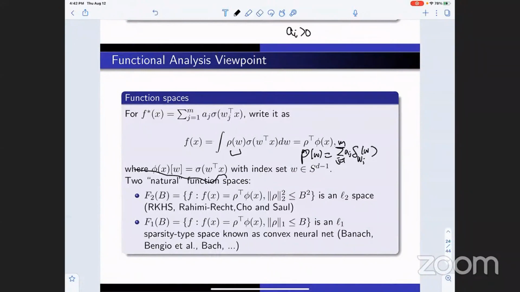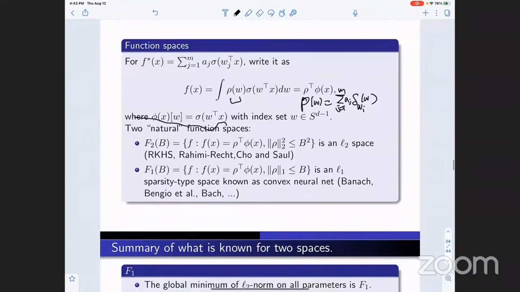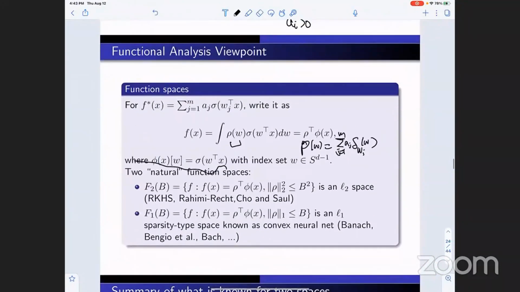The first one I will call F2 of B. It's a Hilbert space. It's in fact an RKHS. And it's also an NTK. It's the NTK with respect to the last layer parameters, the A's. I don't know who first discovered this, but it's at least as old as Radford Neal, Rahimi and Recht, Cho and Saul, studied for at least 20 years now. So it's well known that you can have these kernels that are loosely induced or motivated by neural nets, but their behavior is not like that of neural nets, in terms of statistical or computational properties, really.